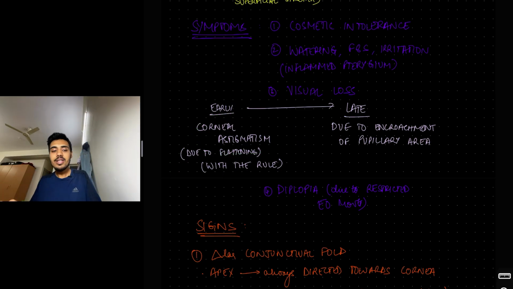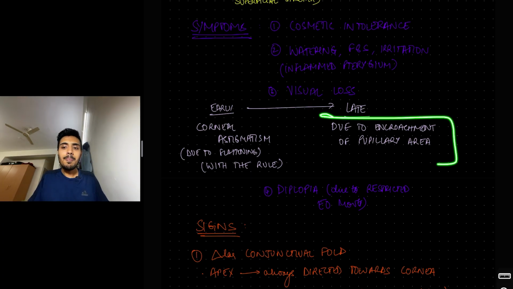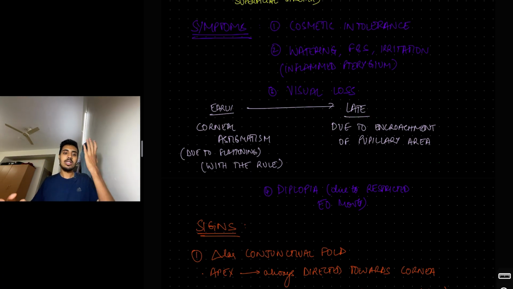And late changes, what happens? Gradually, as I told, the pterygium makes its way onto the pupil. So it comes onto the cornea, then it covers even the pupillary region. So that will block, it will cause gross vision loss. It's as if something is covering your eye. So that is late vision loss.